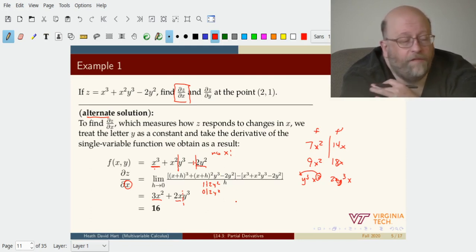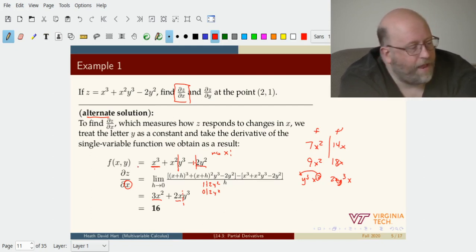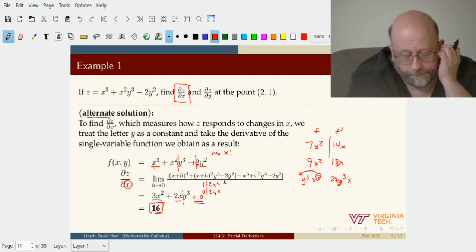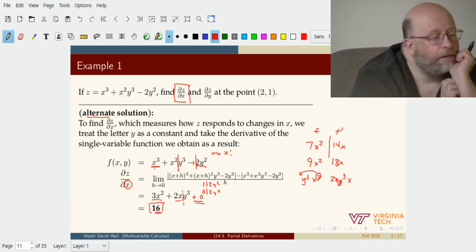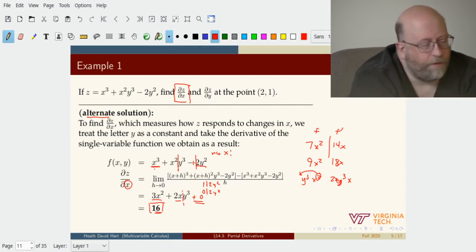But this is a constant in terms of x. There is no x in this term, and so any constant takes 0 as its derivative. And so the last term just becomes a 0. We don't actually write plus a 0, but it would be there. And that's where the 16 comes from. Plugging in 2 for x and 1 for y. That's the same answer we got before, but we're taking the derivative in a different way now.